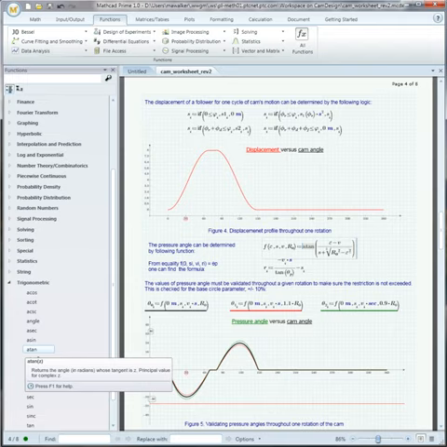Topic: Support. After PTC's purchase of Mathcad in 2006, changes were made to the Mathcad support policy. That change specified non-maintenance-bearing licenses were no longer able to receive updates, including bug fixes, without purchasing a maintenance contract.